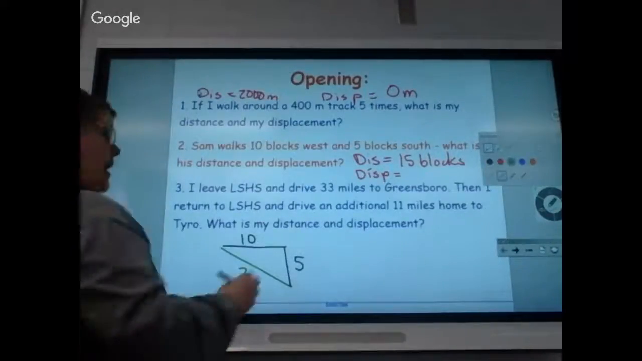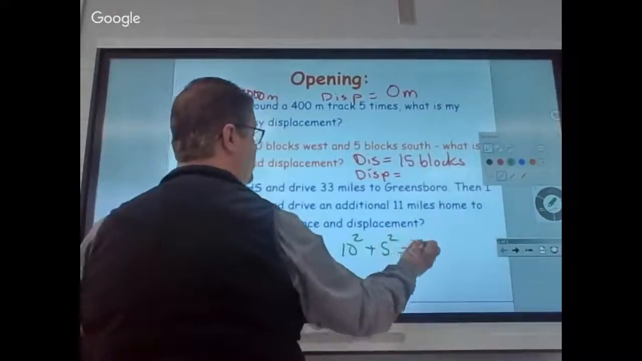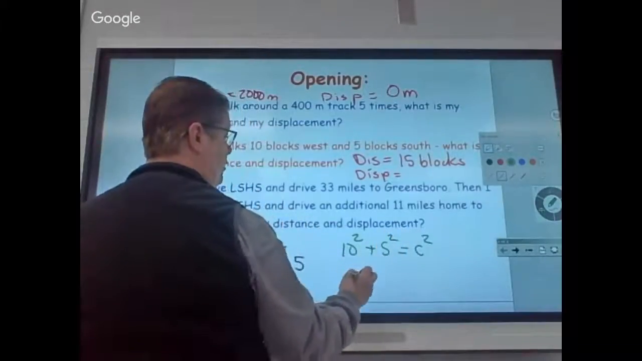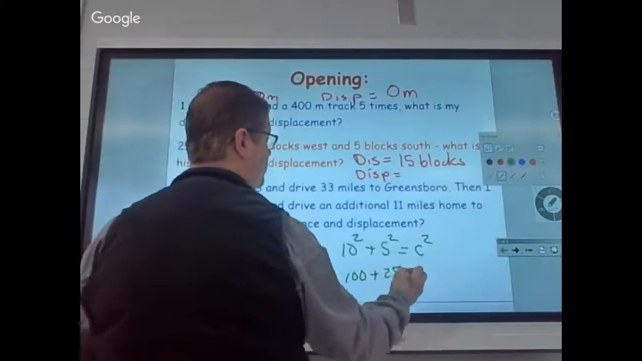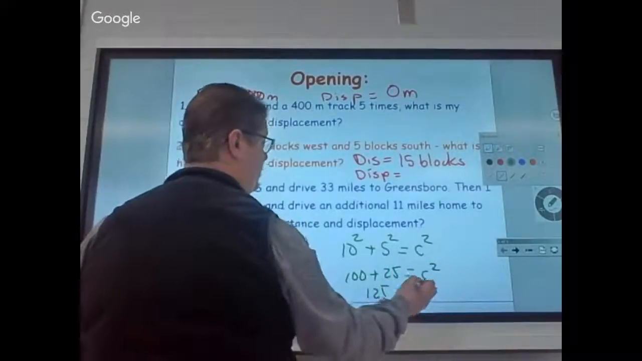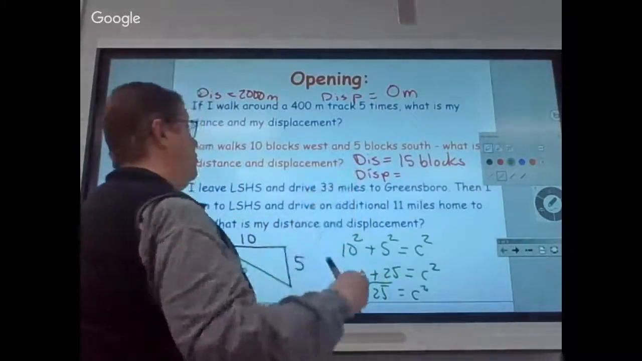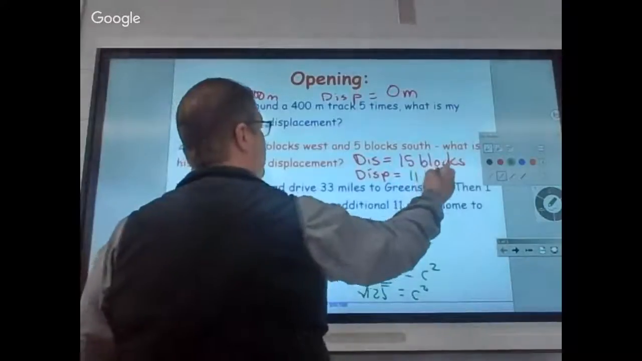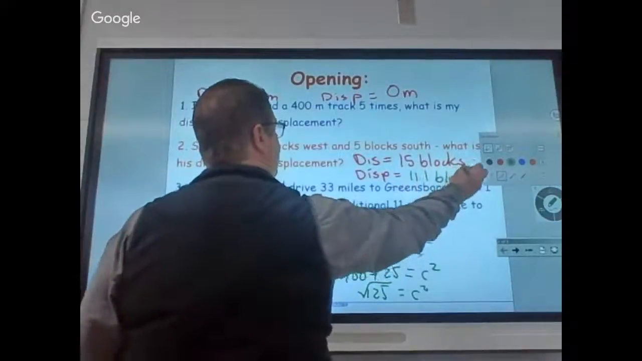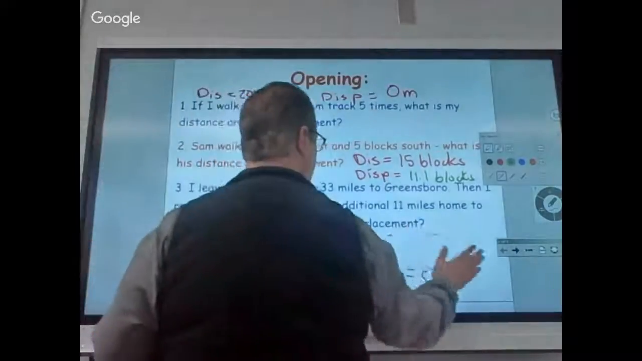So from there, 10 squared plus 5 squared equals c squared. So 100 plus 25 equals c squared. So 125 equals c squared. Take the square root. And what do we get? 11.1. So 11.1 blocks. Everybody okay with that? All right. So number 3.